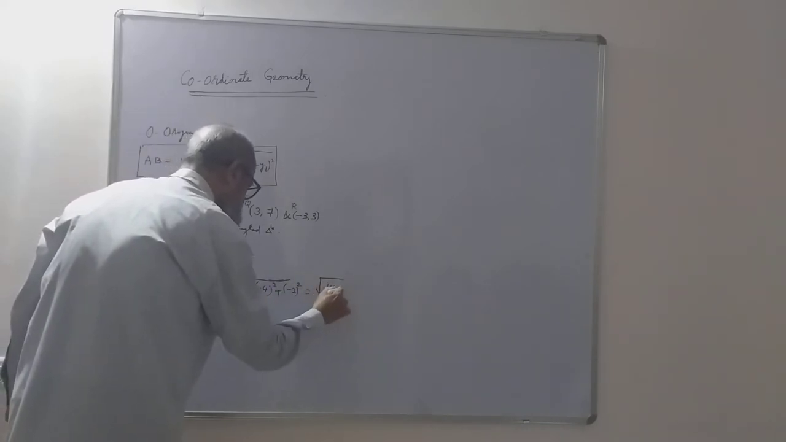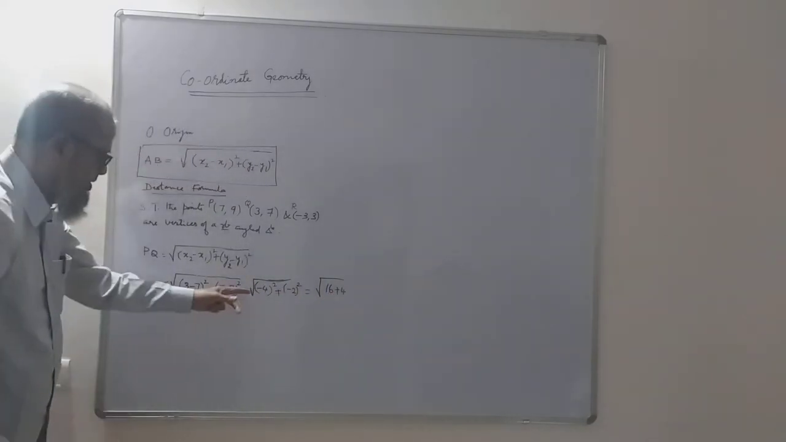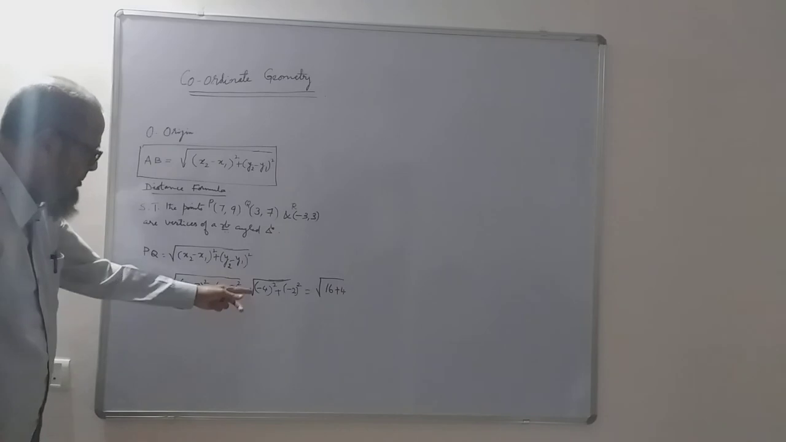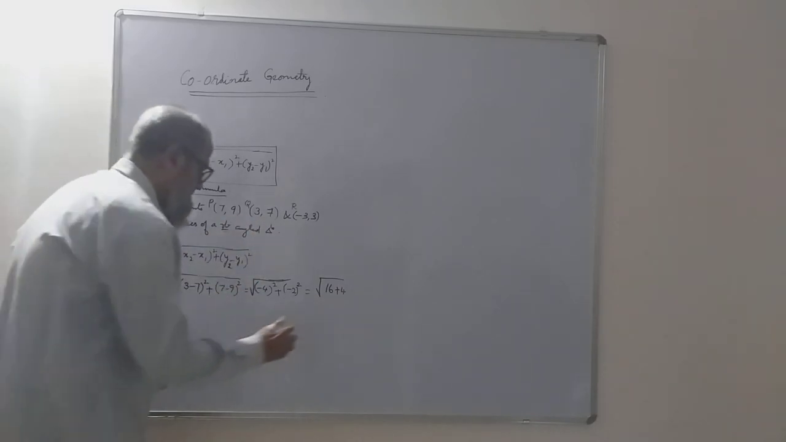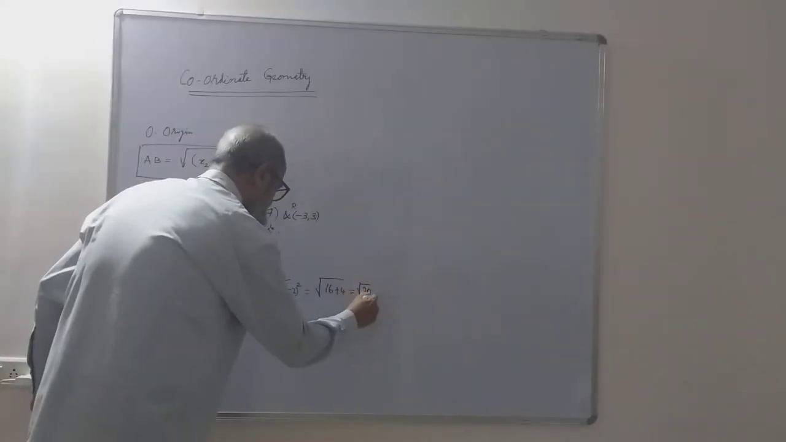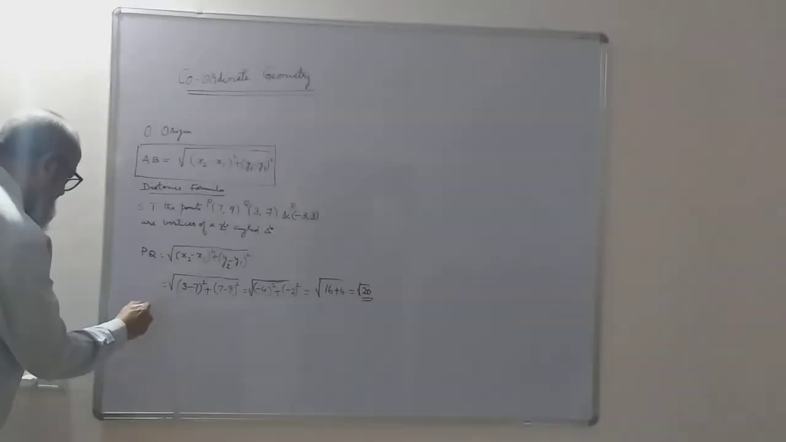So that will be 16 plus 4. 4 square is 16. They become positive because when you square, minus 4 into minus 4 is plus 16, minus 2 into minus 2 is plus 4. So this is root of 20. We got PQ as root of 20. Next, I will find out QR.